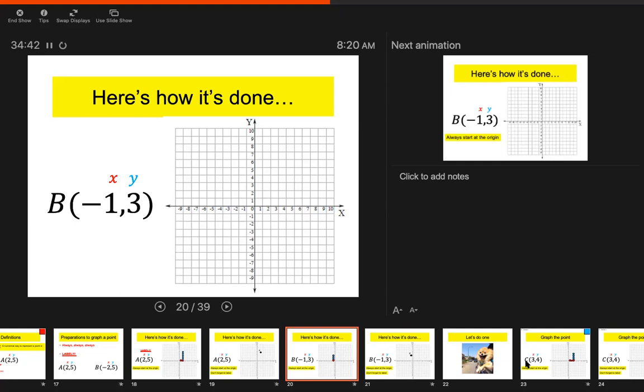Left or right. Okay, and then how many spaces and which direction? So which direction are we gonna go? Left. How many tick marks? One. So I go to the left one. By the way, guess what number you're actually going to on the left? Zero. I am literally going to negative one on the number line. Do you see it? If I go one tick mark to the left, I'm at negative one on the number line. Can you see that?